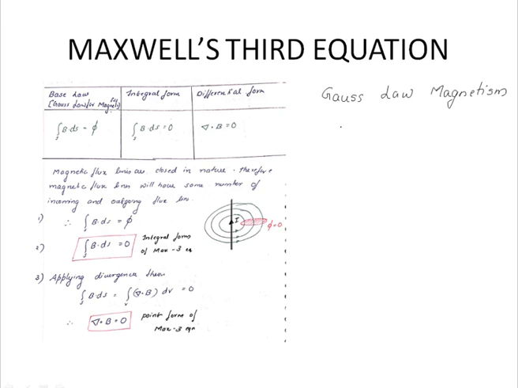But here we have a difference. We know what is flux phi. Flux phi is equal to flux density into area, or in integral form we can write the surface integral of B dot ds. Phi is equal to the surface integral of B dot ds.